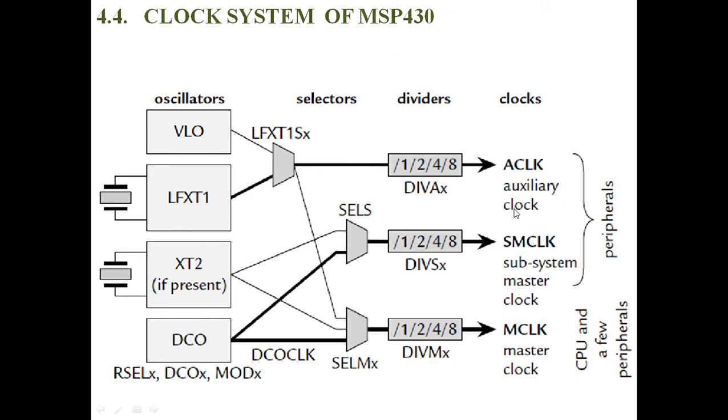Like that, the MSP 430 clock system provides these three clock systems. Auxiliary clock for generating low frequency signals up to 12 kHz. Subsystem master clock generating clock frequencies of 32 kHz to 1 megahertz. Master clock which generates clock frequencies of up to 25 megahertz.